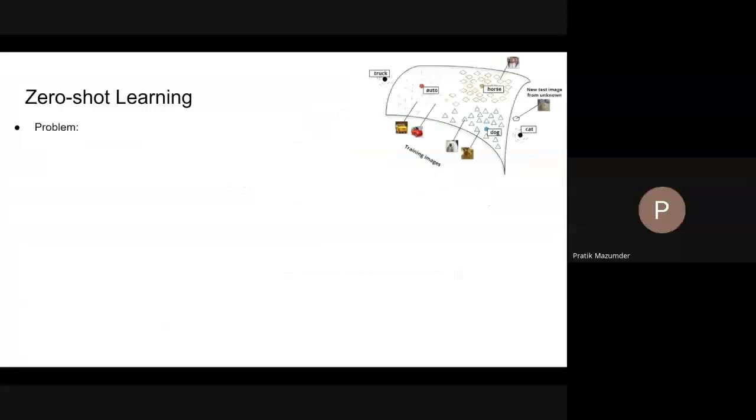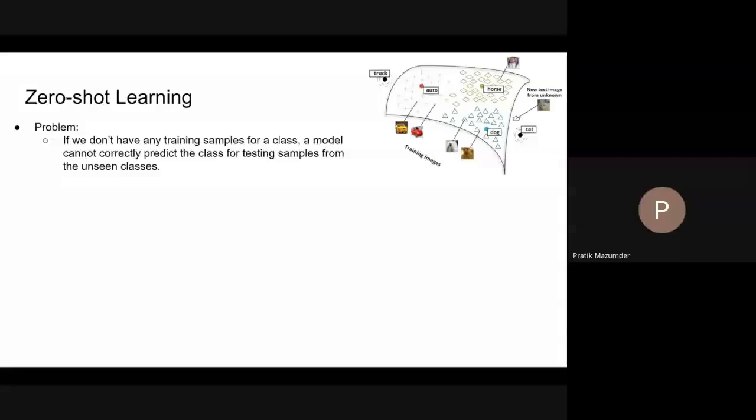Right. So the obvious problem is, if you don't have any training data for a class, how will you predict the class for a testing sample from such a class? You will not be able to do so. Suppose I have only trained a model on auto, horse, and dog, the prediction can either be auto or horse or dog. Even if you provide a truck image or a cat image, it will give you one of these as a prediction. Maybe the confidence will be much lower, but the prediction will be auto, horse, or dog. So how do you deal with such a situation?